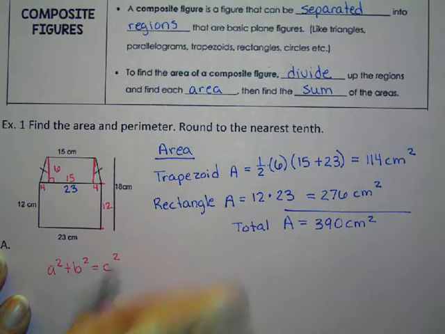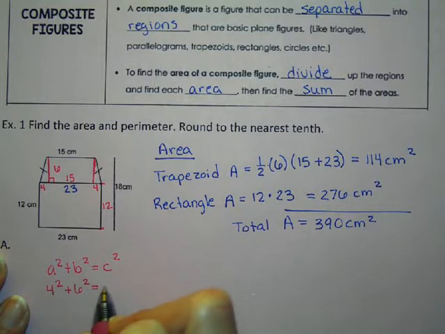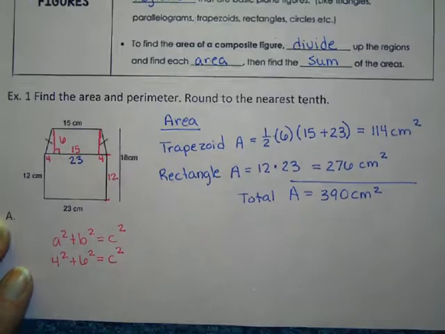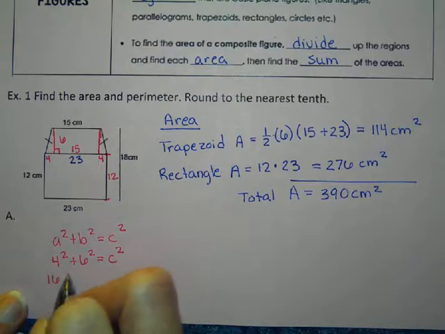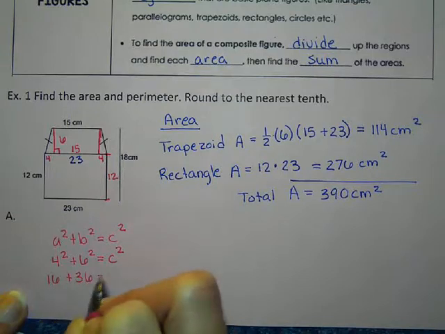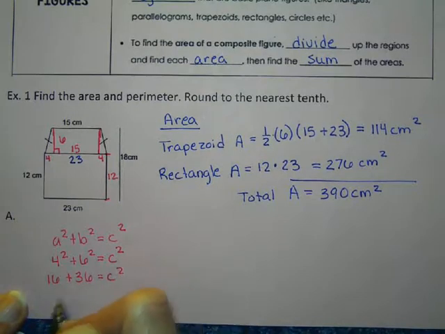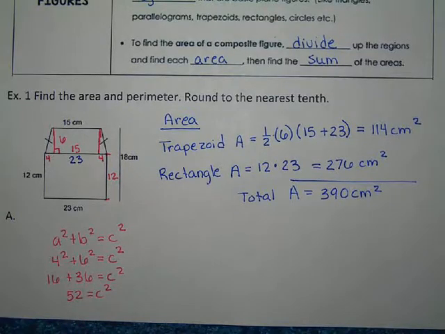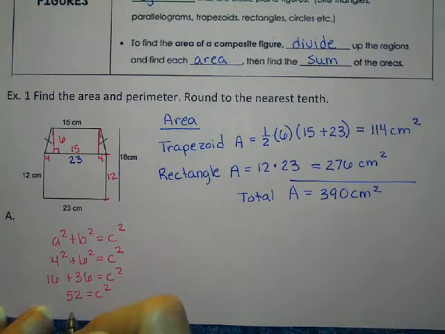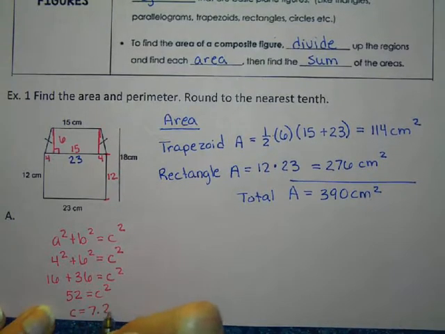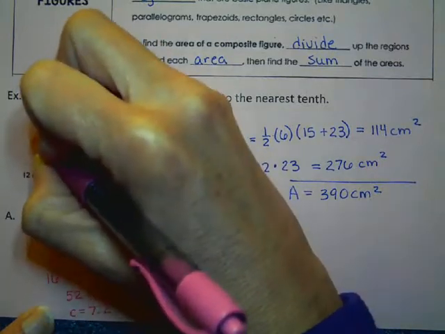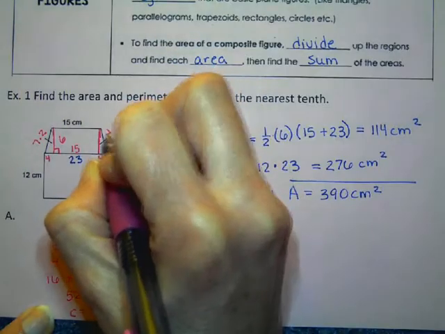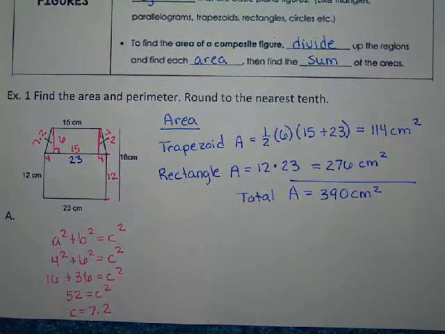Let's say I do 4 squared plus 6 squared equals that diagonal line, we'll call it c squared. And that is 52. So we're going to square root this one and just get a decimal. The square root of 52 is about 7.2. So I'll put 7.2 on this side and 7.2 on this side. And we want to add up all our numbers to get the perimeter.